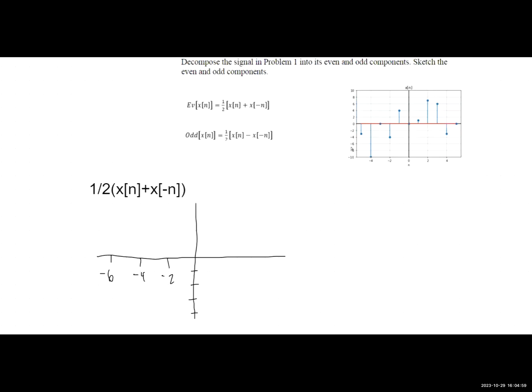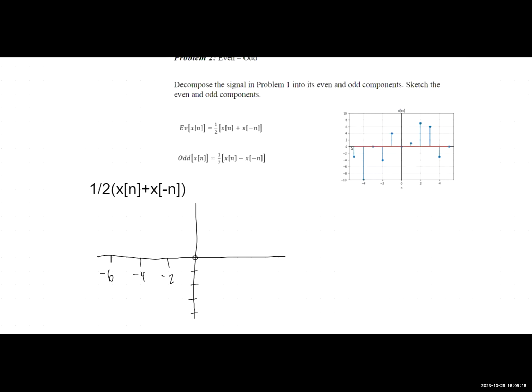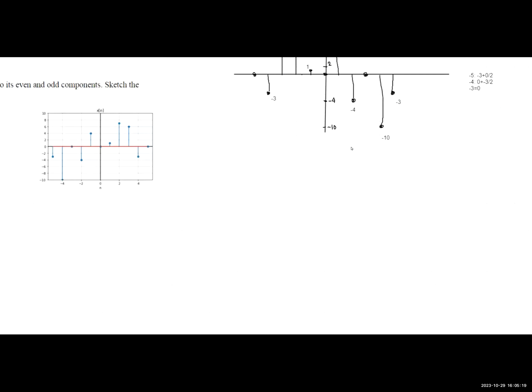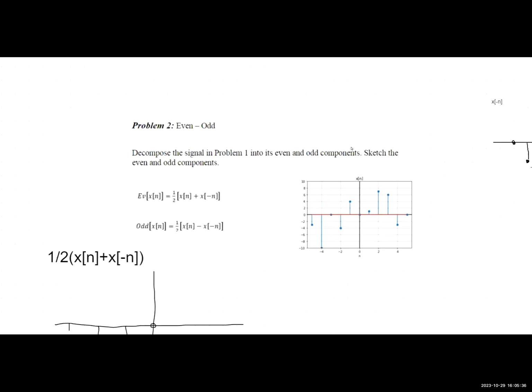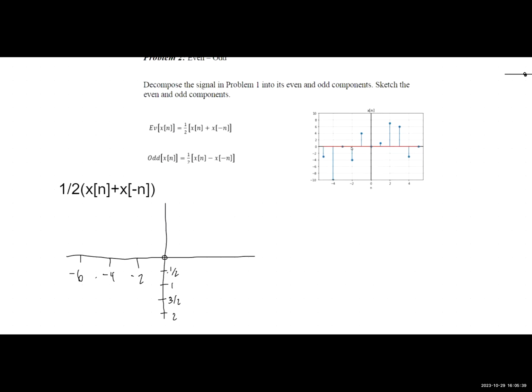But essentially, for everyone who's watching, the process would be to take it point by point, add the points in each graph, and then take half of the amplitude. As an example, for n equals -5, the value of x of n at n equals -5 is -3. The value of x of minus n at -5 is 0. And so -3 plus 0, halved, is -1.5. That's what you should get for the even component for n equals -5.